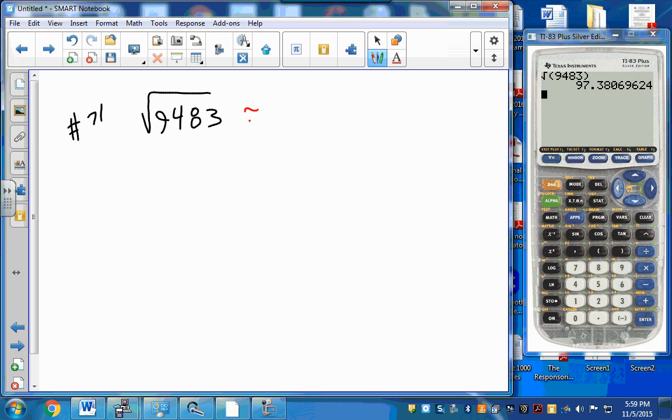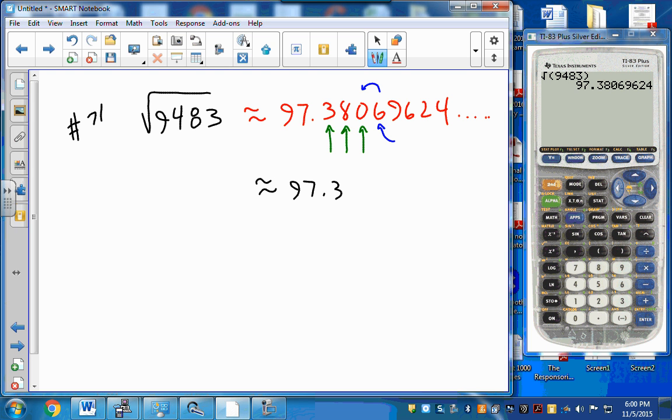So we have 97.380 and then 6964. This is actually irrational. That will continue on. So let's see, this is tenths, hundredths, thousandths. So we're going to end up with 3 decimal places. But before we write down 97.380, we have to look at the next place after 3. If that is 5 or above, that's going to bump this one up 1. So what I'm going to write is 97.381.